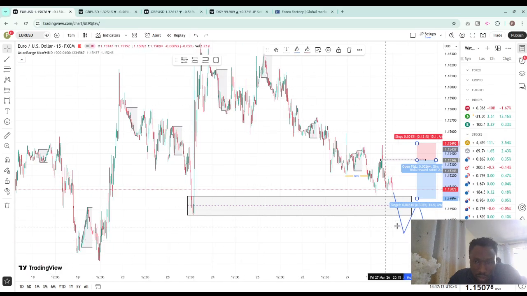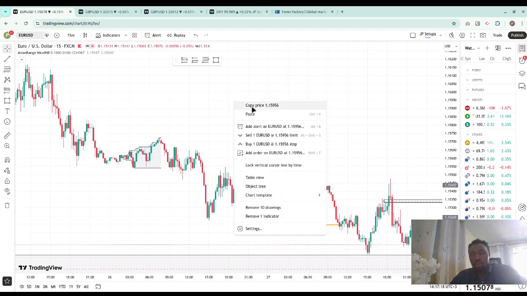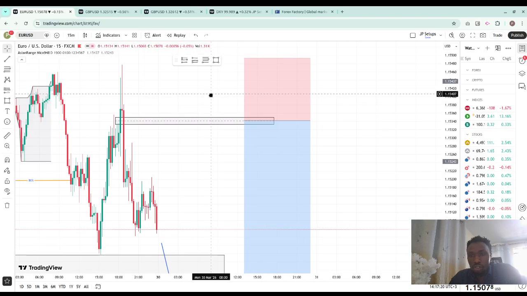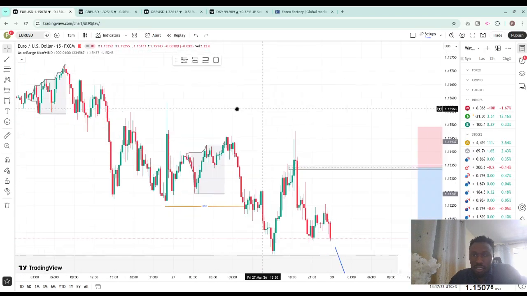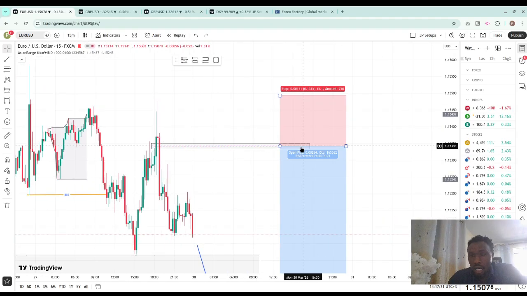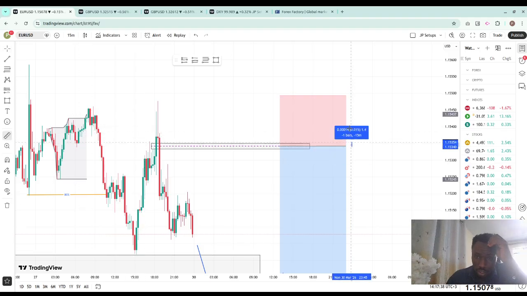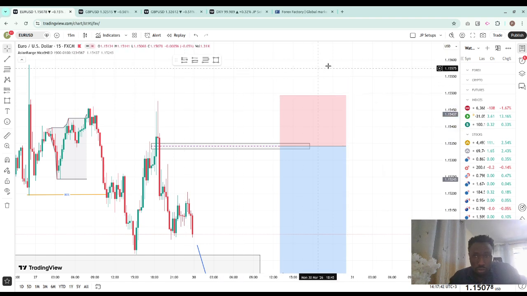I don't have a good entry here. Maybe somewhere there. But we'll see how the market is going to behave. But in short, I favor sales than buys. Yeah, okay. Seems like that number of pips for stop loss is okay, but it's only 14 pips, so not too much.